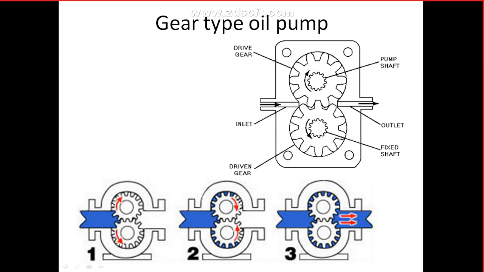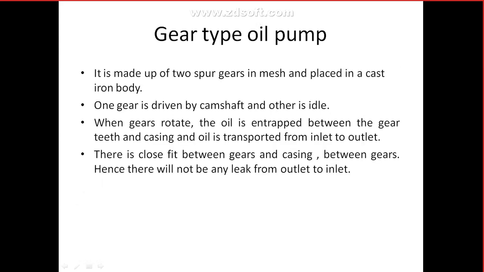So first, okay, the low pressure oil enters. So when it is rotating along with the gear, there will be energy transfer. Again, here the kinetic energy is converted into pressure energy, and at high pressure the oil will be delivered to the various parts of the engine. So this is the working principle of the gear type oil pump.